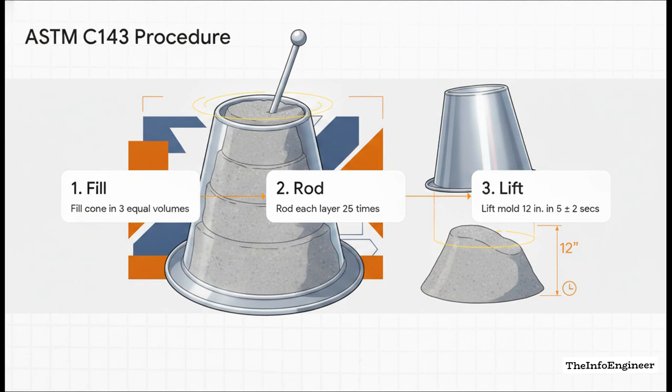First, fill the cone in 3 equal volumes. And remember, guys, that's volumes, not equal depths, okay? Second, rod each layer exactly 25 times, and you must use a standard 5/8-inch hemispherical rod. When you're rodding the second and third layers, that rod must penetrate exactly 1 inch into the previous layer to properly bind them together. Finally, lift the mold straight up, 12 inches in exactly 5 seconds. Well, give or take 2 seconds, but aim for 5.